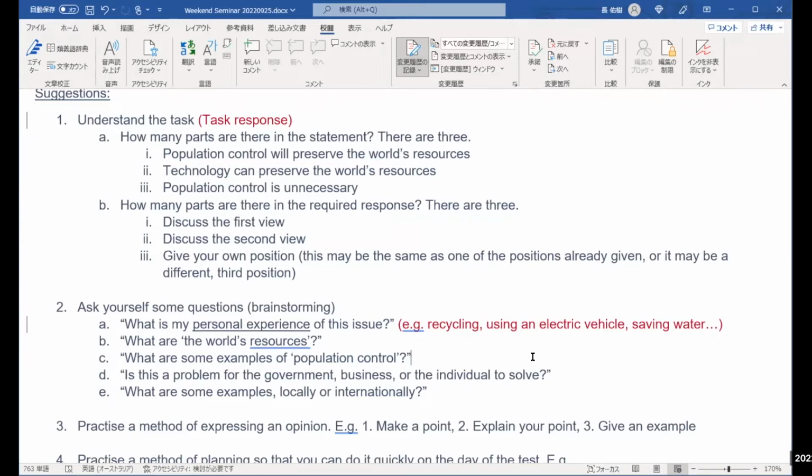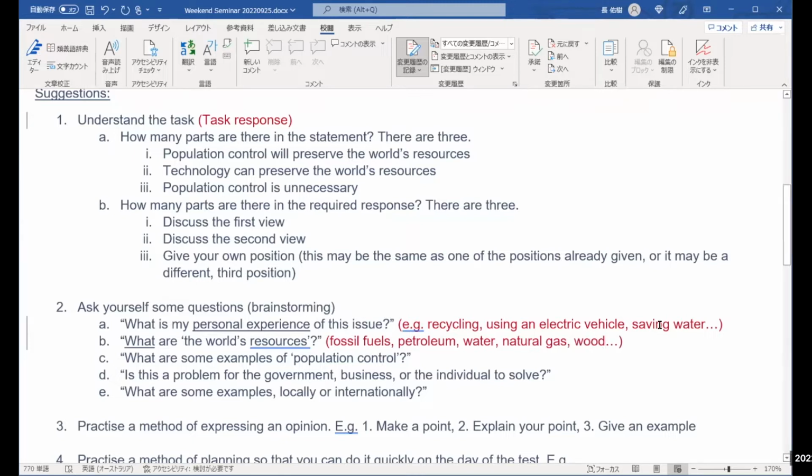Then we ask ourselves another question: what are the world's resources? Because this question is talking about the world's limited resources. But what does that mean? Well, it means fossil fuels, petroleum, gas. It means water as well, which is a really important resource. It will mean forests. It will mean wood. It will mean things like that as well.